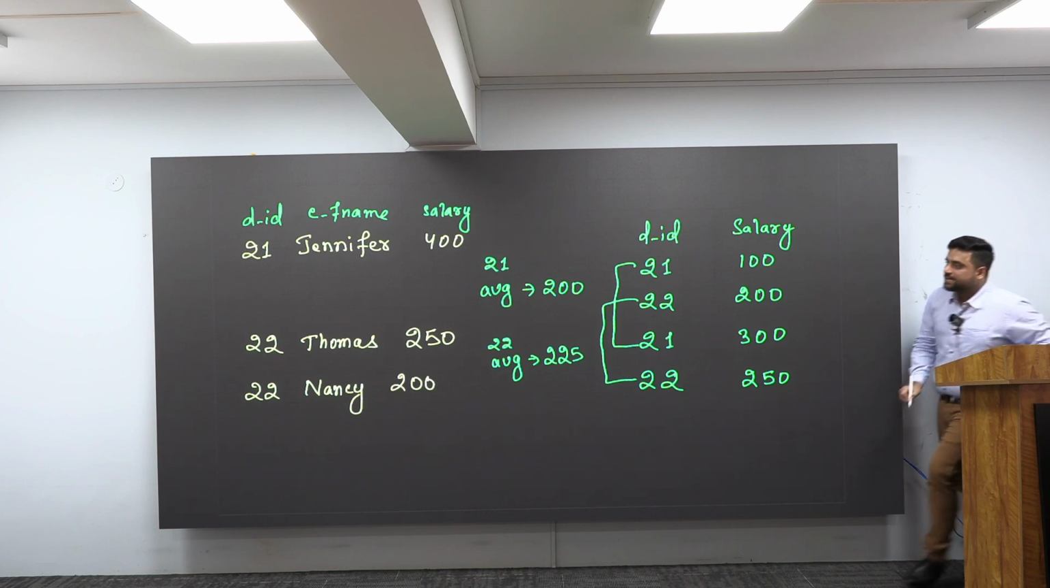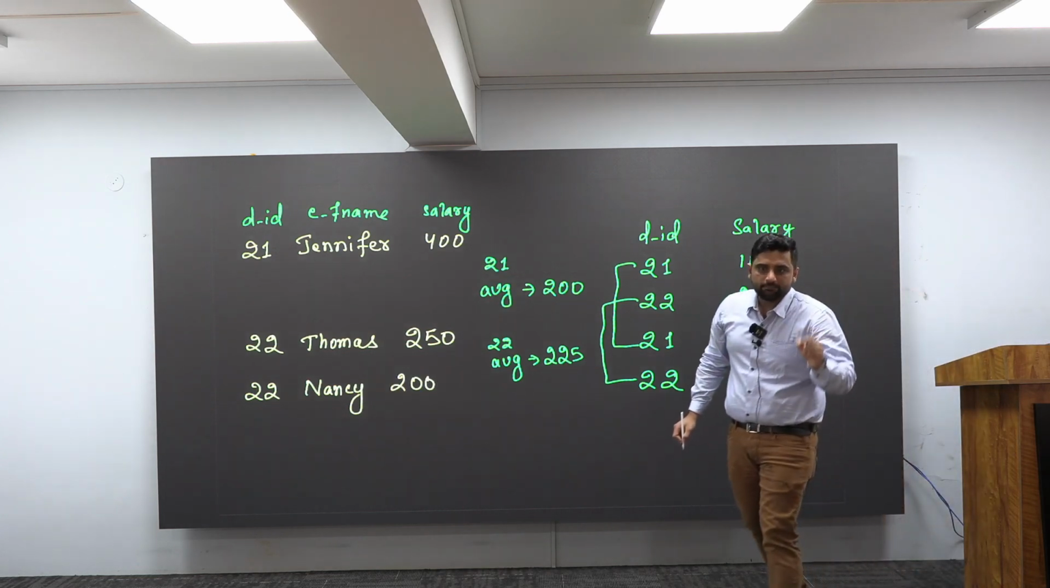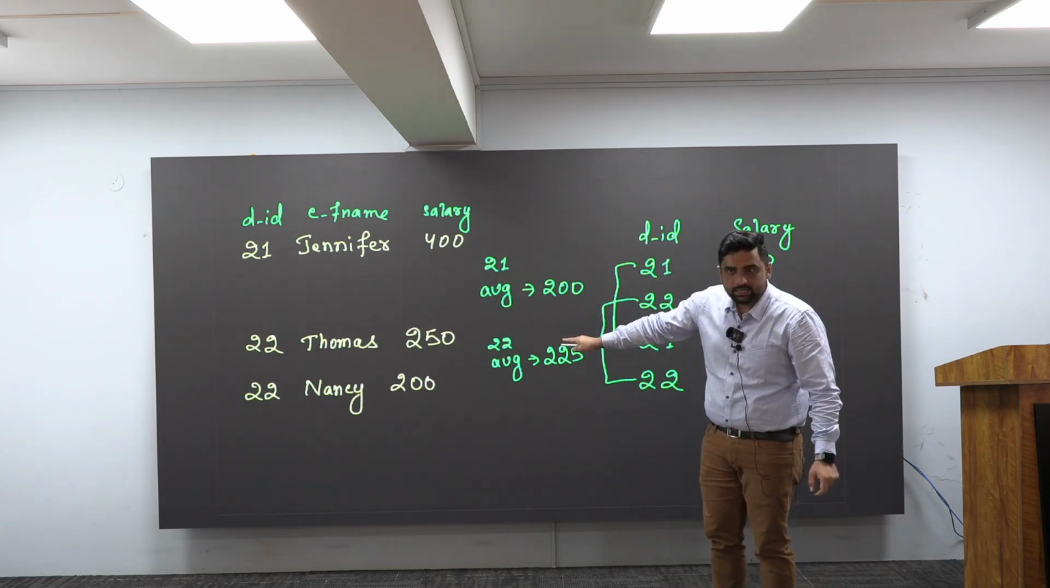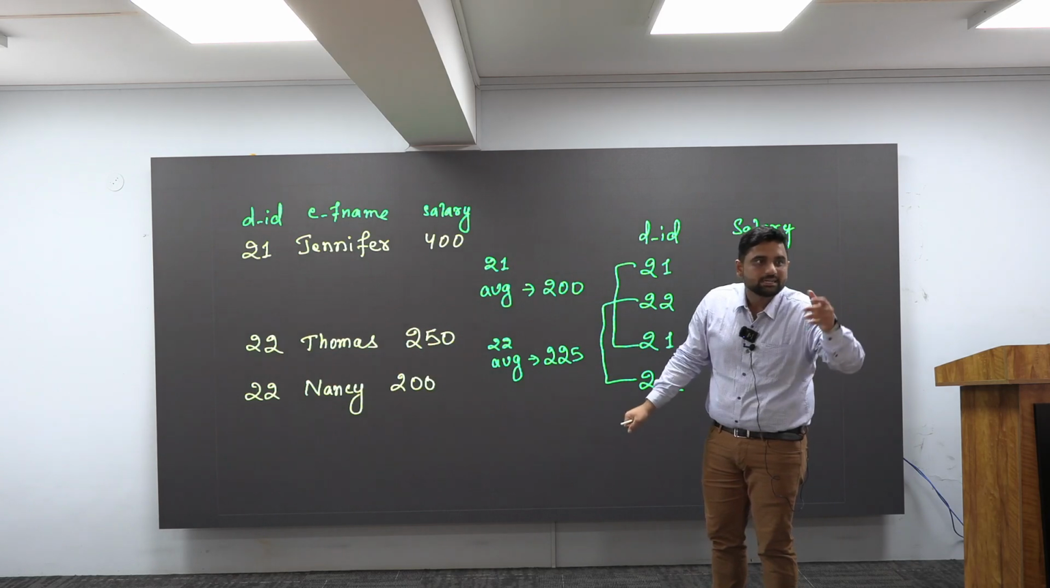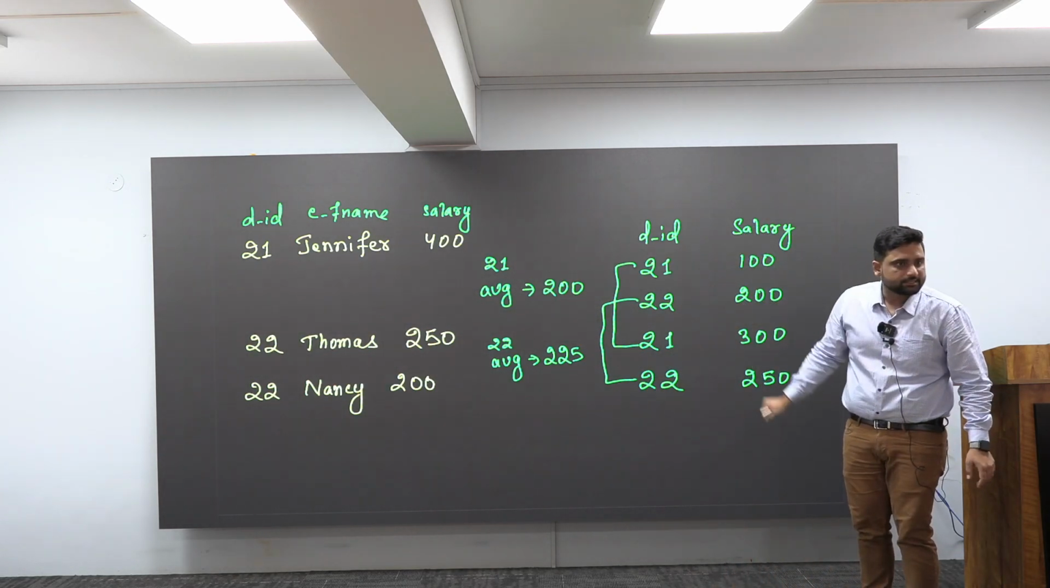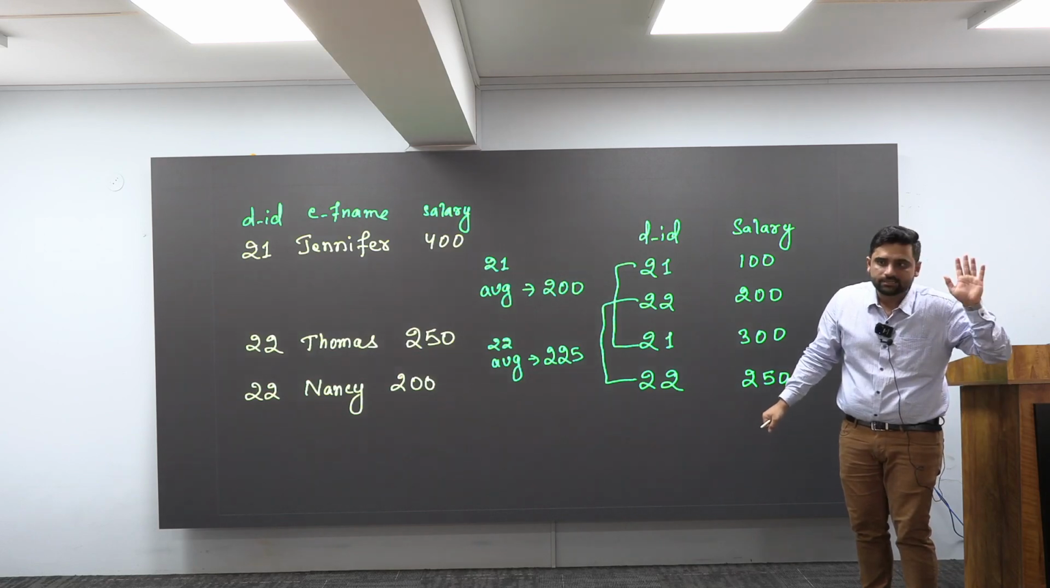Now, in department 22, we have one more employee whose name is Nancy. What is Nancy's salary here? 200. Nancy's salary is not greater than the average salary of her department. Should we take Nancy in the result? No, we should eliminate Nancy.